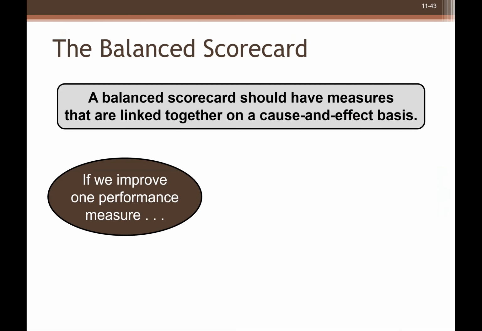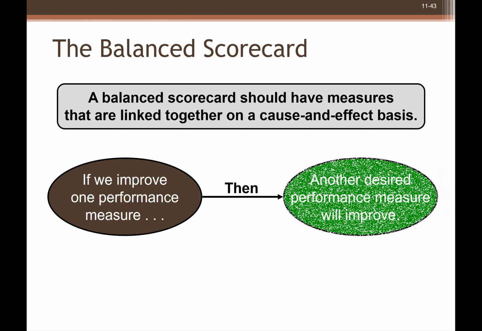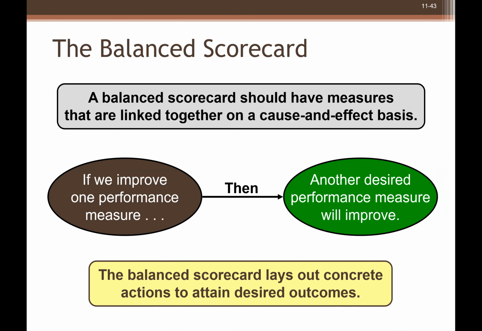So a balanced scorecard should have measures that are linked together on a cause and effect basis. For example, if we perform one measure, then another measure will also improve. The balanced scorecard lays out concrete actions to attain desired outcomes. So what does it mean? It means if we hired capable people, right?